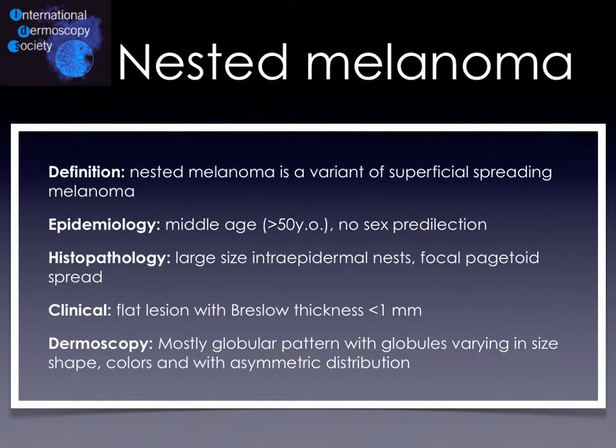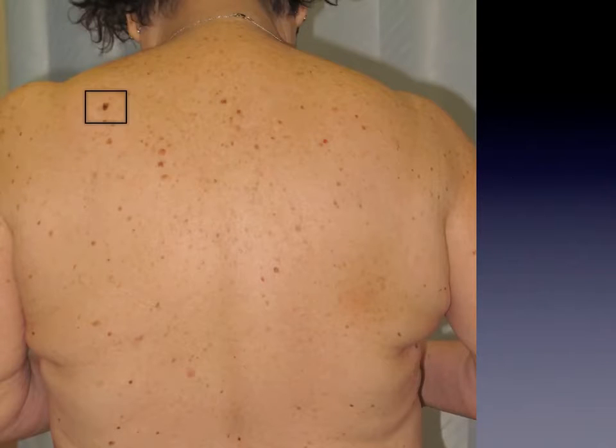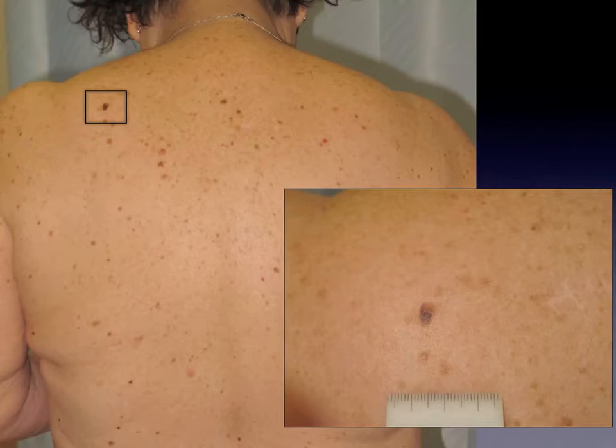Nested melanoma usually arises in middle-aged patients, and clinically it's a flat lesion with a Breslow thickness less than 1 mm. But let's take a look at the clinical and morphologic view. Here we have a patient with this outlier lesion located on her right upper back, and looking closer we see that the lesion is greater than 7 mm in its largest diameter.